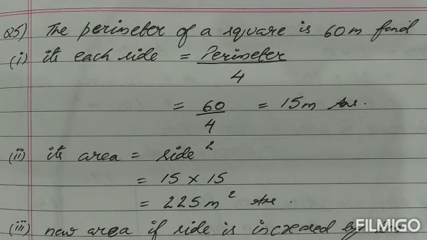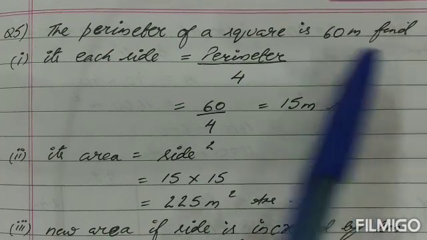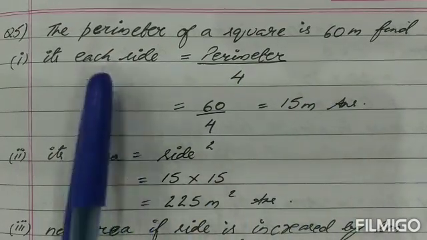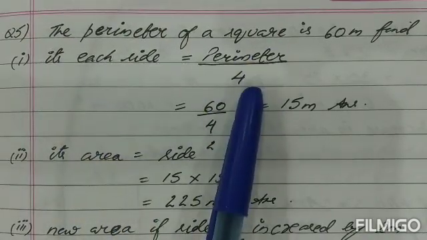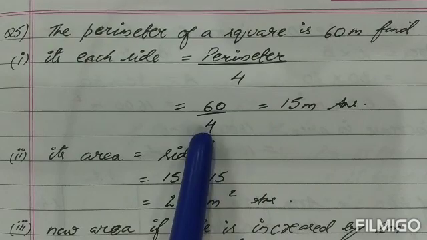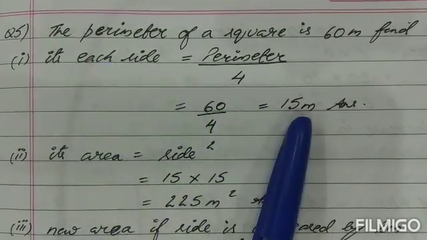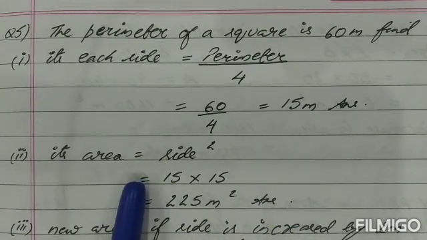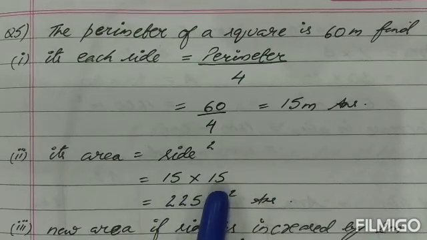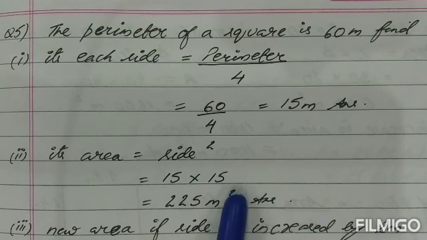Question number 5, children. The perimeter of a square is 60 meters. Perimeter is given as 60 meter of a square. We have to find certain things. Let's start with the first part, its side. So one side will be perimeter divided by 4. So 60 divided by 4, reduce it, you will get 15 meters. So each side of a square is 15 meters each. Then we need to calculate the area, use the formula side square. So 15 into 15 gives us the answer 225 meters square. Don't forget this small 2.